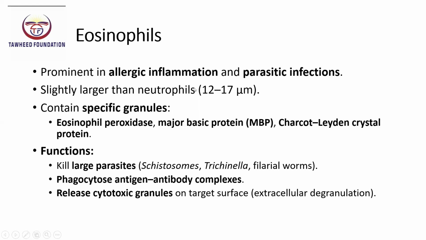Eosinophils are prominent in allergic reaction and parasitic infection, slightly larger than neutrophils, around 12 to 17 μm. Their granules contain eosinophil peroxidase, major basic protein, that is MBP, and Charcot-Leyden crystal protein. They kill large parasites like schistosomes and trichinella, phagocytose antigen-antibody complexes, and release cytotoxic granules extracellularly, contributing to antiparasitic and anti-allergic responses.